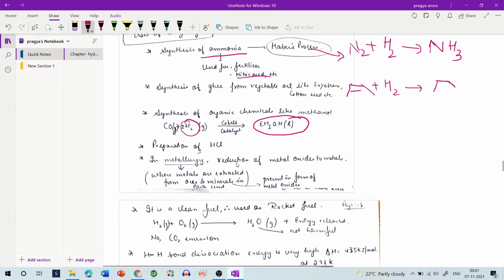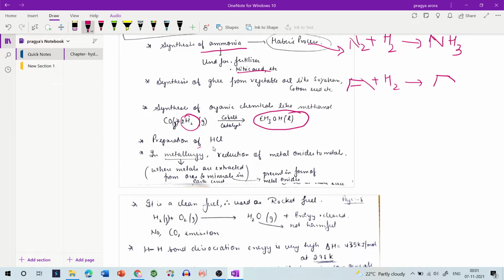And we can also use hydrogen to form HCl, that is hydrochloric acid. How can we do that? We can react hydrogen with halogens. We studied the reaction with the dihalogens. Chlorine exists in the form of chlorine gas, so H2 plus Cl2 reacts to form 2HCl, which is hydrochloric acid. So it is used in the formation of hydrochloric acid.